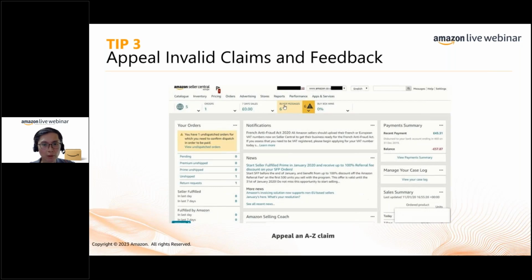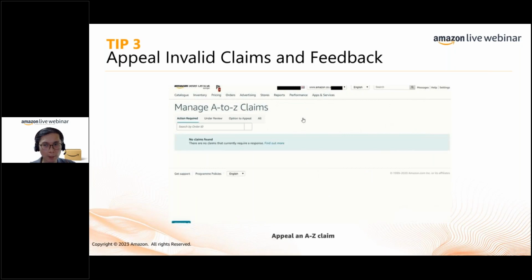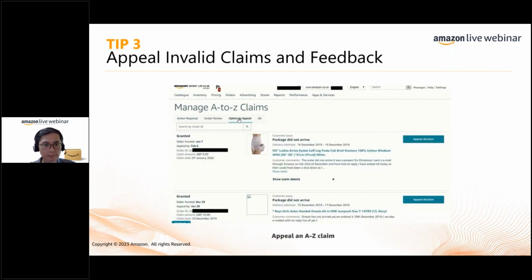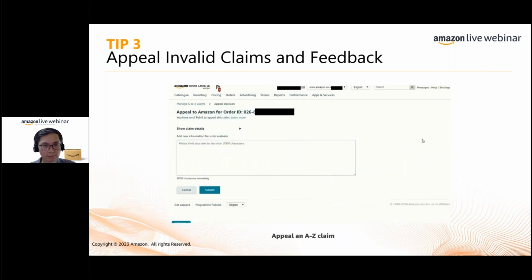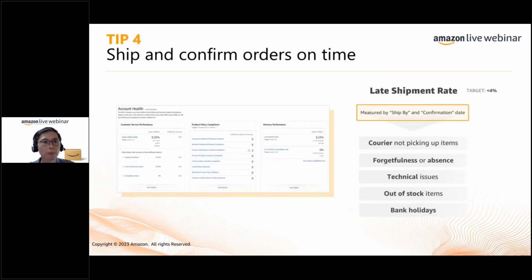Similarly for an A to Z claim, you can also make an appeal. So when doing an appeal, you need to show any details, or rather you could provide any details that you can to justify the appeal.